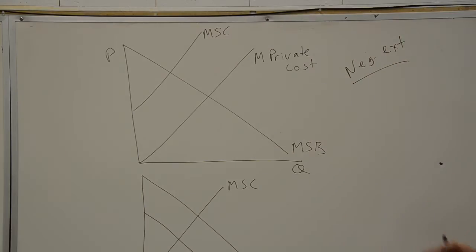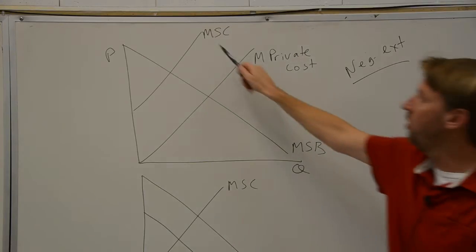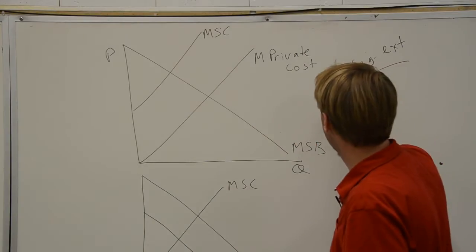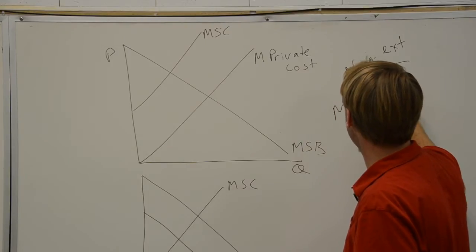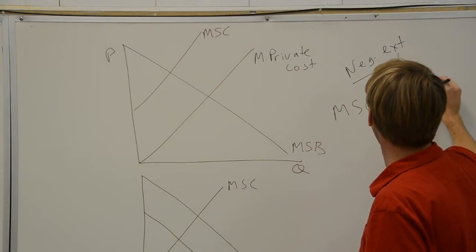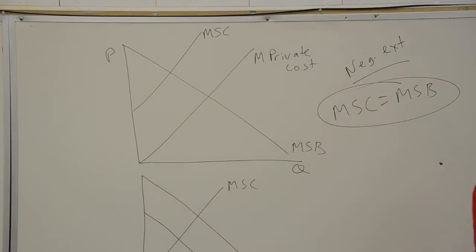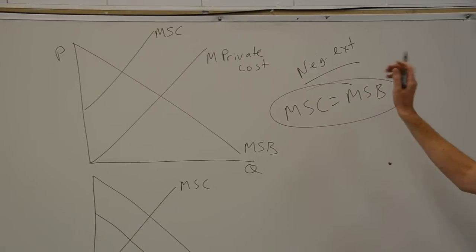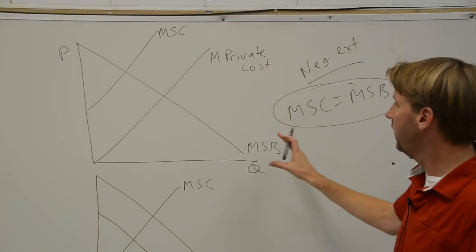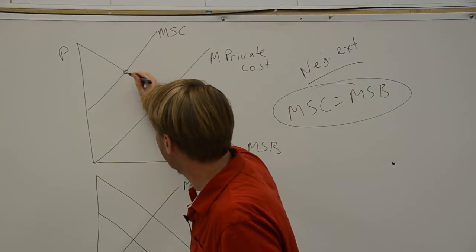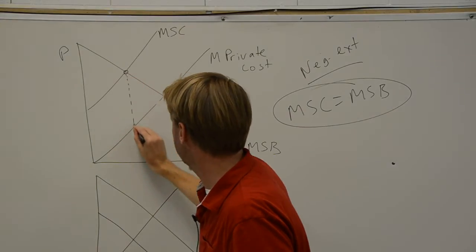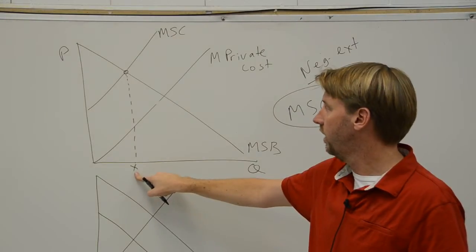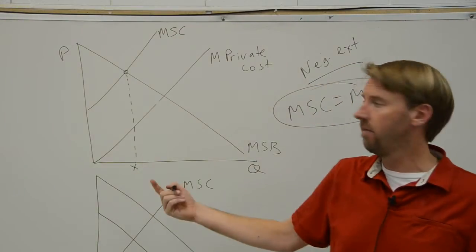Right off the bat, you kind of know that it's going to be that way because there's two supply lines. The rule of thumb is always find a place where marginal social cost equals marginal social benefit. That's going to be your focal point. When you look at this graph, you'll see that it occurs right here. Go down to the x-axis. And right here at x, that's where it's socially optimal or allocatively efficient.